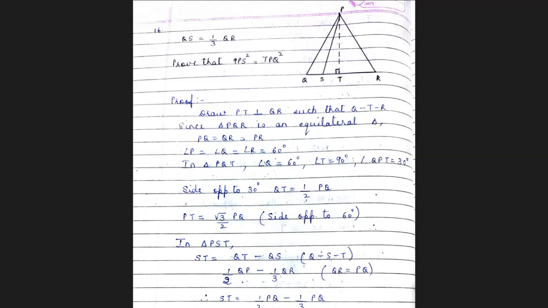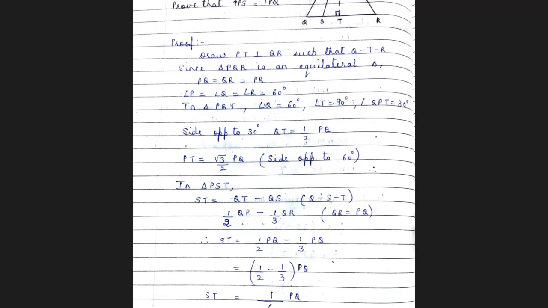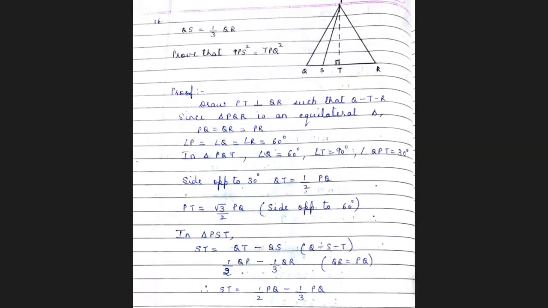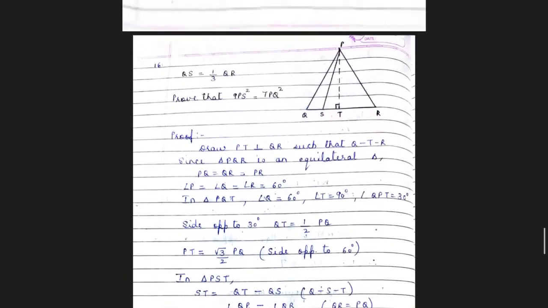So half of QP minus QS, which is given 1/3 of QR, and QR I will again write as QP. So I'll get ST as half QP minus 1/3 QP. Take PQ outside and half minus 1/3, find the LCM, I get 1/6 PQ. ST is 1/6 PQ. Now in triangle PST, PT is equal to √3/2 times PQ. We have got it from this: side opposite to 60 degrees is √3/2 PQ. I have got ST is equal to 1/6 PQ.